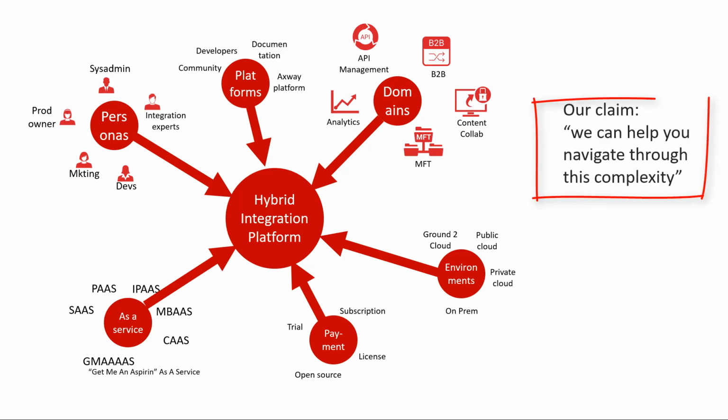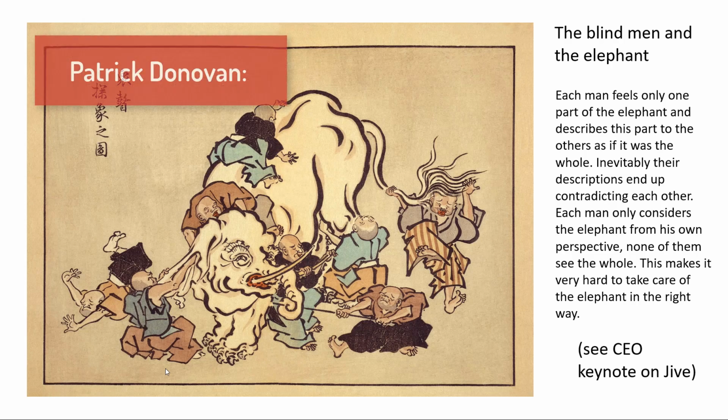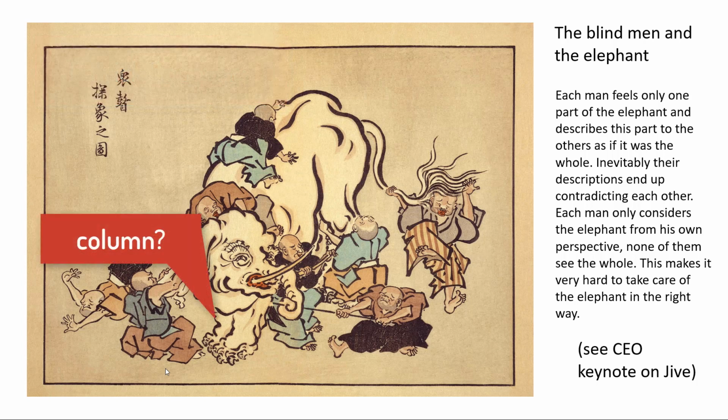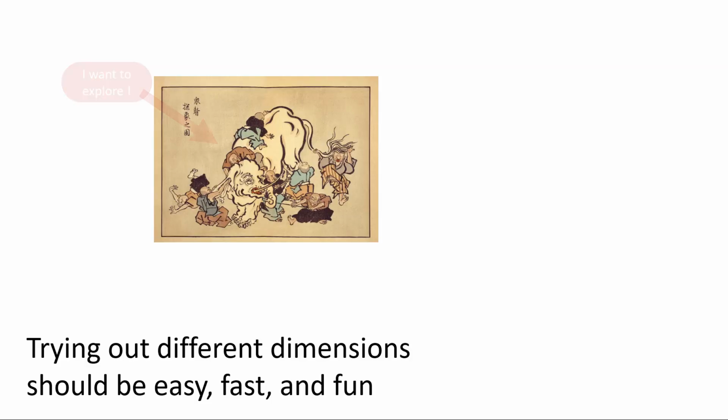And we are the people who say, trust us, we'll help you get beyond this complexity. When you're speaking about the hybrid integration platform, Patrick Donovan used the metaphor of the blind man and the elephant. If you're blind, if you're touching a leg, you think it's a column, and the tail feels like a broom, etc. But as soon as you see the whole elephant, the scene becomes simple.